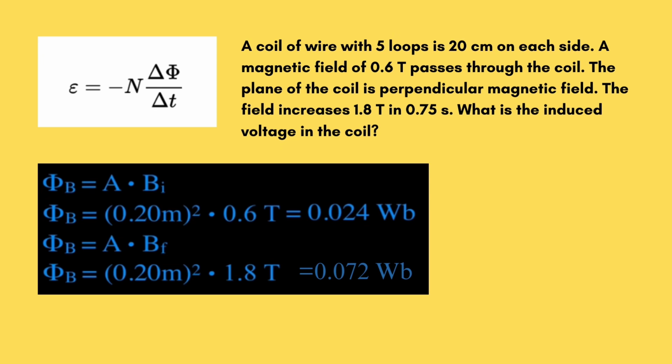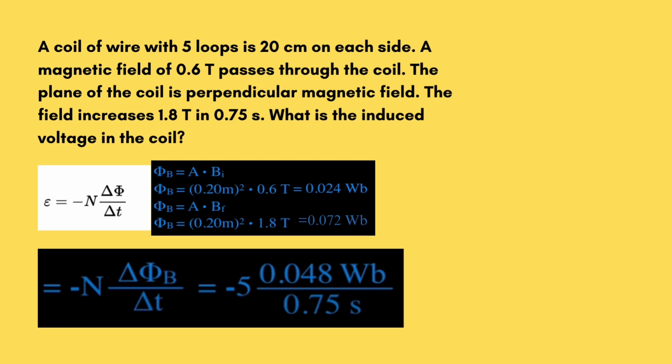After that, we will solve for the final flux. Again, the formula is the same for this one. Area times the final magnetic field, so that is 0.20 meters squared times 1.8 Tesla. The answer is 0.072 Webers. So we will use both of them in the final equation. Here we have everything ready and set.